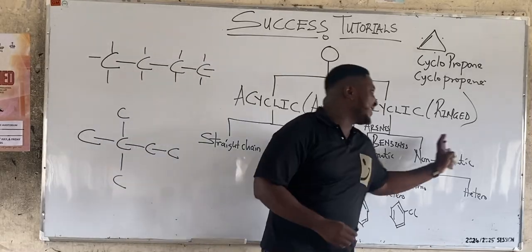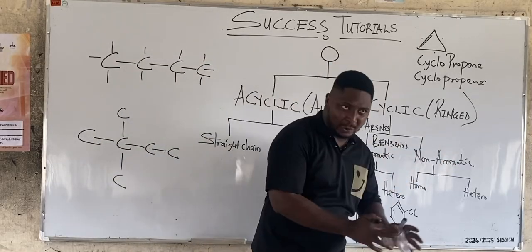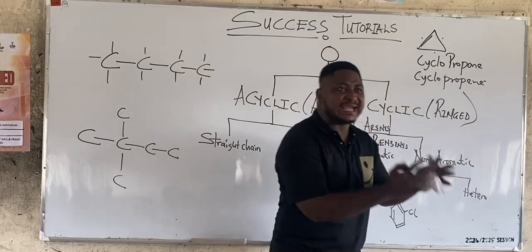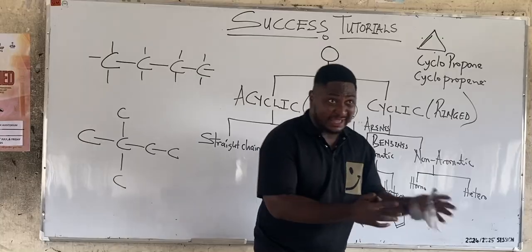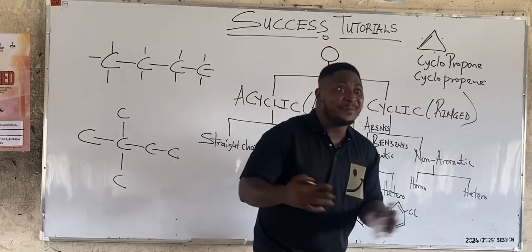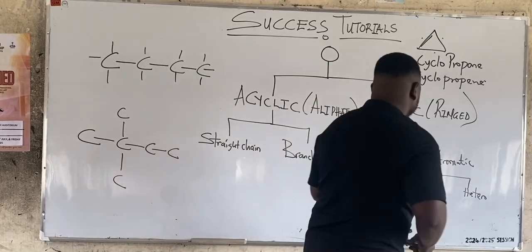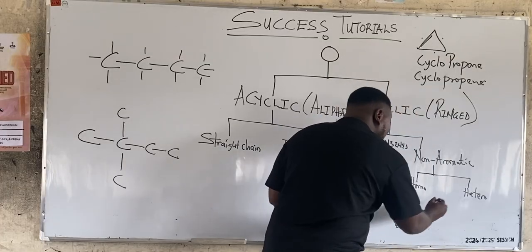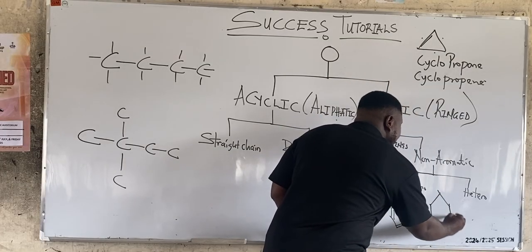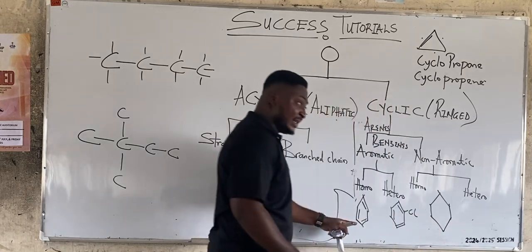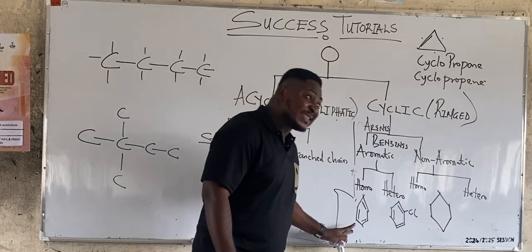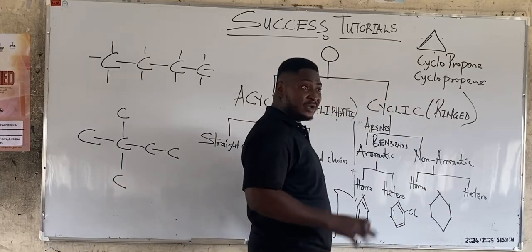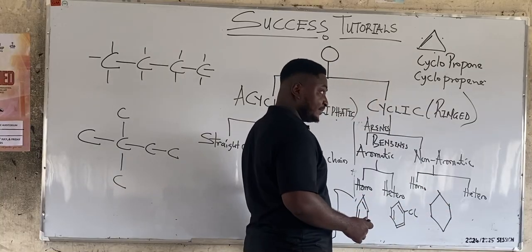So for non-aromatic cyclic, your naming must start with cyclo. Then the number of sides represents the number of carbons. If it was 4 sides, cyclobutene or cyclobutane. If 5 sides, cyclopent. 6 sides, cyclohex. Because class, some students used to confuse benzene with cyclohexane. Cyclohexane also has 6 sides like benzene. Remember that benzene must have 6 sides, 6 carbons. But in cyclohexane, there are no alternating single and double bonds inside.